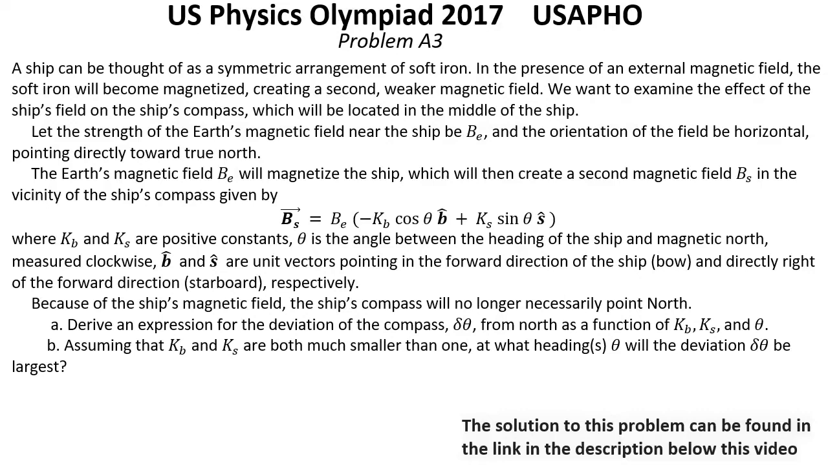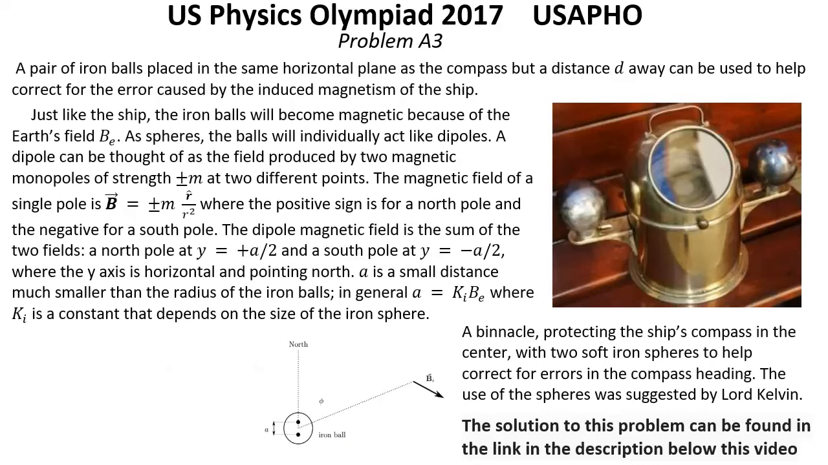A pair of iron balls placed in the same horizontal plane as a compass but a distance d away can be used to help correct for the error caused by the induced magnetism of the ship. Just like the ship, the iron balls will become magnetic because of the Earth's field BE. As spheres, the balls will individually act like dipoles. A dipole can be thought of as the field produced by two magnetic monopoles of strength plus and minus M at two different points.